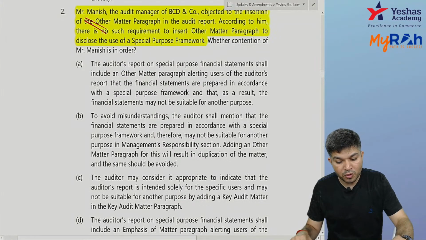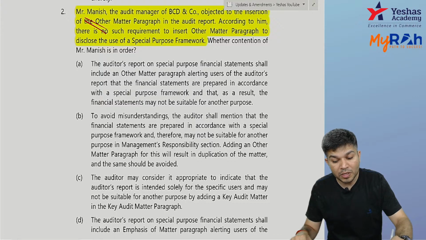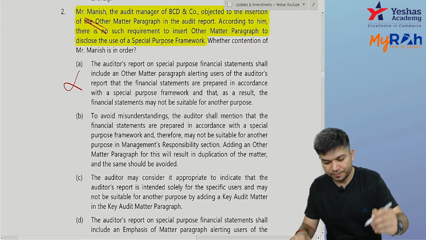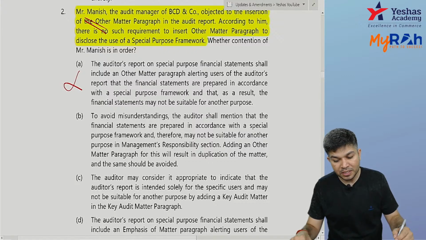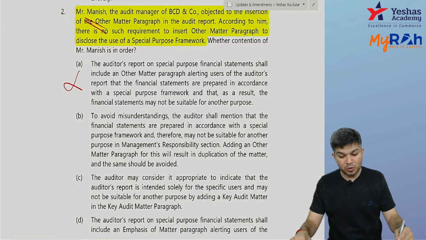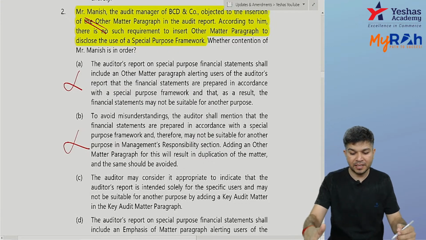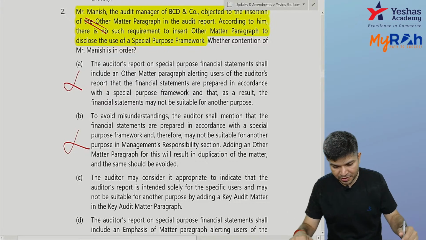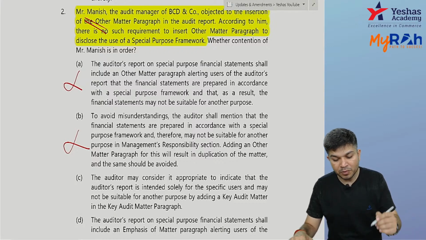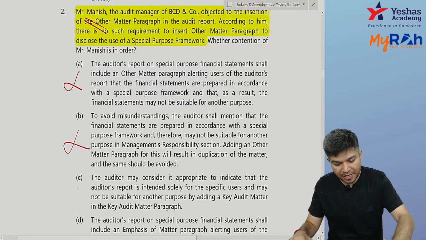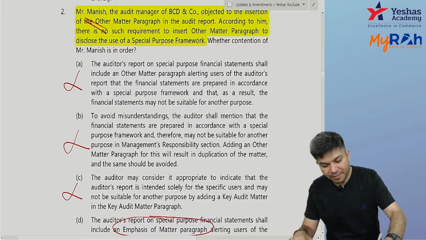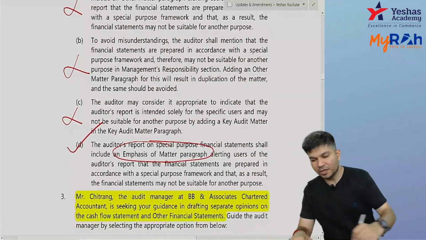The auditor's report on special purpose financial statement shall include other matter paragraph alerting users. No. To avoid misunderstanding, the auditor shall mention that financial statements are prepared as per the special purpose framework and may not be suitable for other purpose in the management responsibility section. No, and if you add an other matter paragraph, it will be duplication. The auditor may consider it appropriate to indicate that the audit report is intended only for the specific users and will not be suitable for other purpose by adding a key audit matter. No. It should come under emphasis of matter.